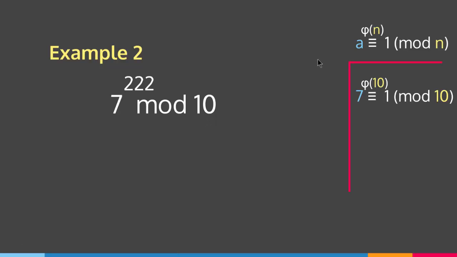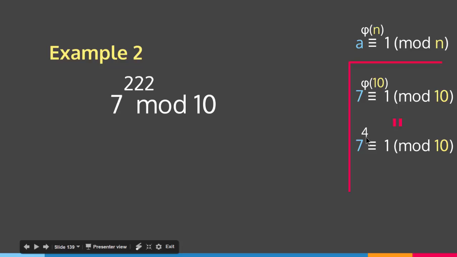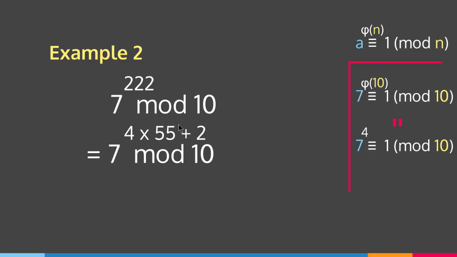Well, 7 to the phi of n is congruent to 1 mod n. Phi of 10 actually equals 4. So 7 to the 4 is congruent to 1 mod 10. When we have this, we will use this equation in the problem. How can we use it? Well, let's turn 7 to the 222 mod 10 into smaller powers. 7 to the 4 times 55 plus 2 equals 222, so we will make it like this.